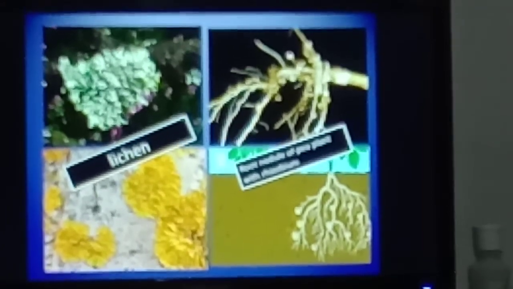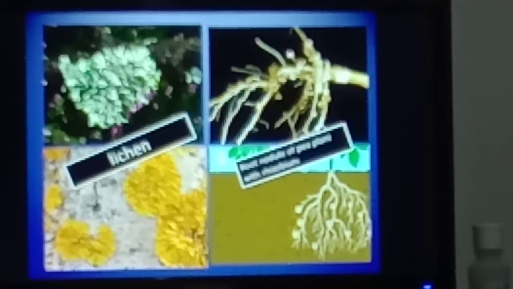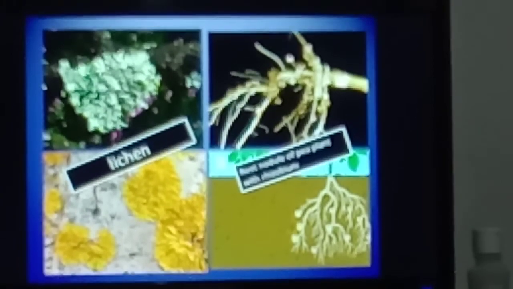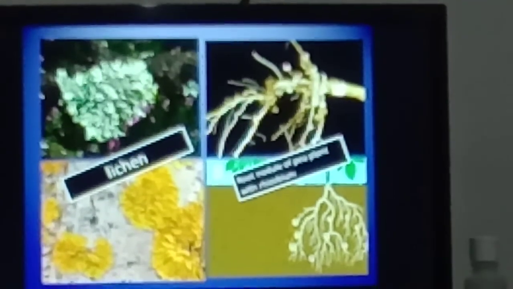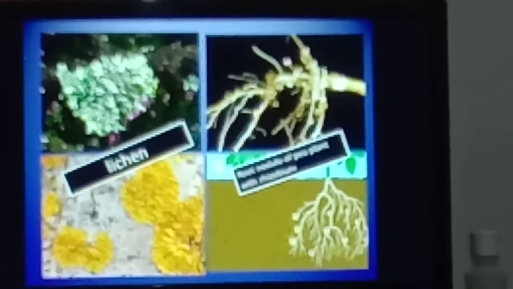Children, there is one more type, that is insectivorous plant. But for that, you need to wait till day after tomorrow.